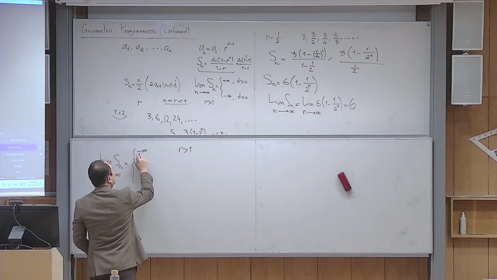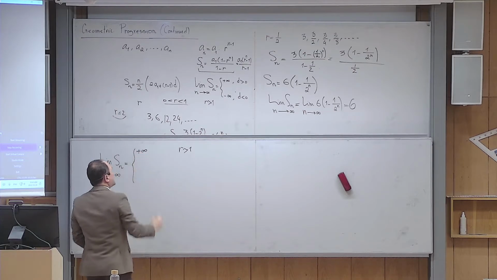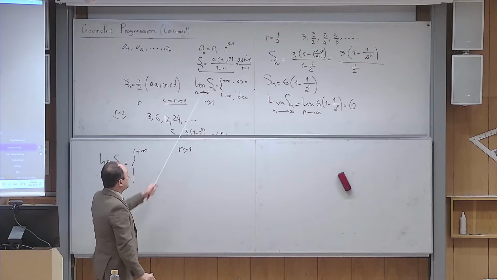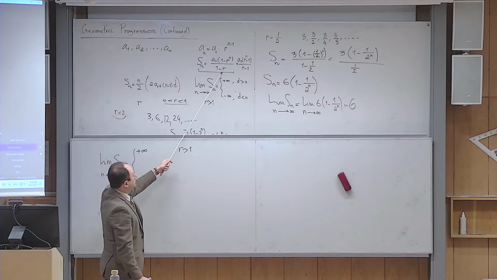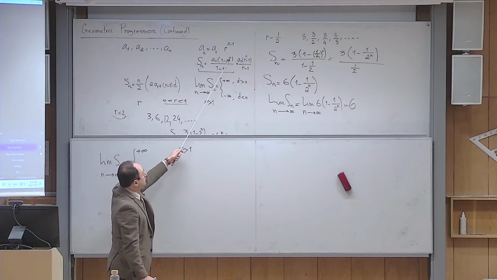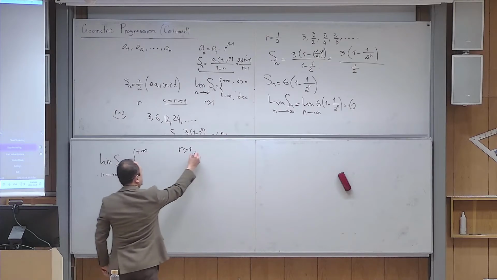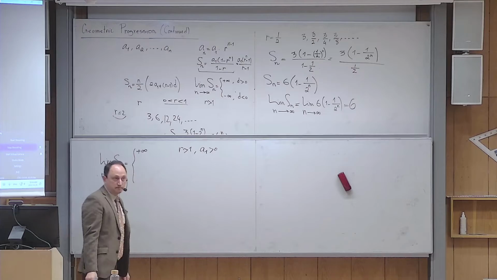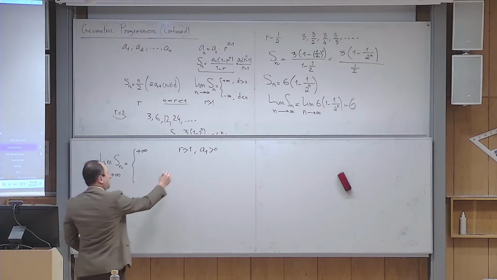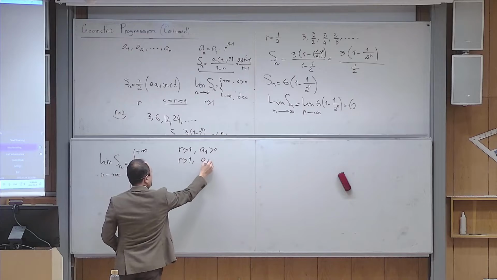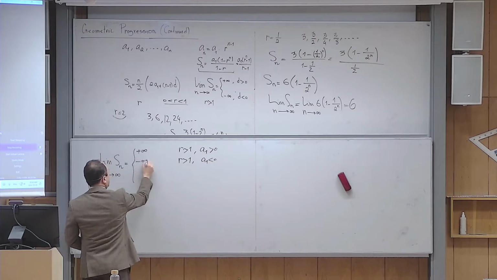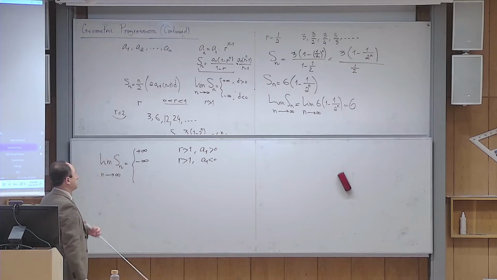Am I right? No, sorry. It becomes positive infinity. Why is that? Because r is greater than 1, so the denominator is negative. Okay? And if n is very large, this also becomes negative infinity. Divided by negative, it becomes positive infinity. So if a1 is positive, it becomes positive infinity. But if r is greater than 1 and a1 is negative, it becomes negative infinity. So these are the boring ones, comparable to the case of arithmetic progression.